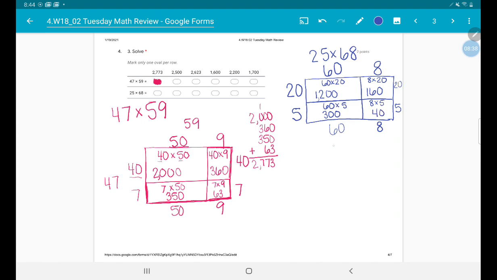Now all I have left to do is add these together. 1,200 plus 160 plus 300 plus 40. So my answer is 1,700.